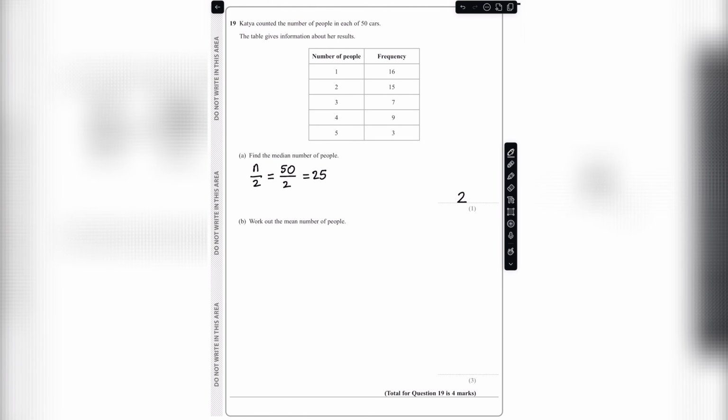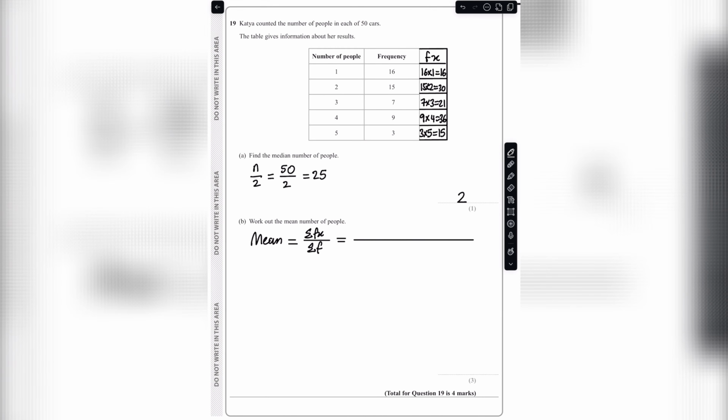In the second part of this question, we are told to work out the mean number of people. So what we need to do is create another column, which I'll call fx, and fx can be determined by multiplying the frequency by the number of people. So in the first row we'll have 16 times 1, and that gives us 16. And hopefully you all got these values. So the mean can be determined by dividing the sum of fx by the sum of f, and the numerator can be determined by adding all the values in our third column, and the denominator can be determined by adding all the values in our frequency column. So the mean is simply 118 divided by 50, giving us a final value of 2.36.